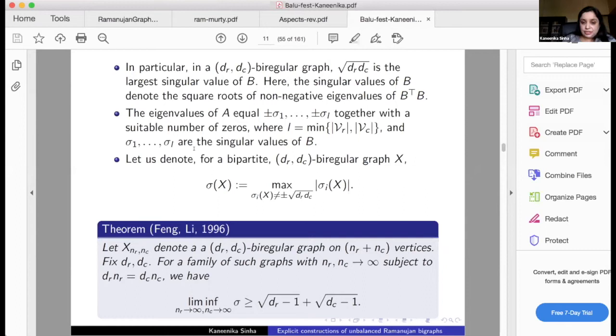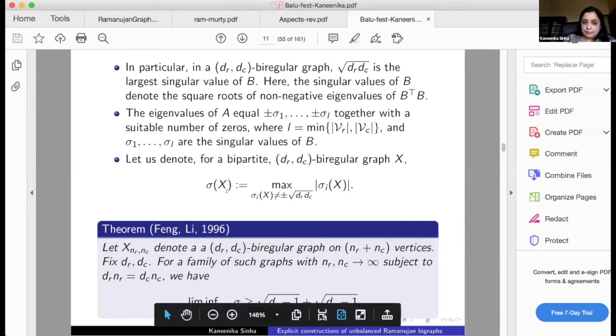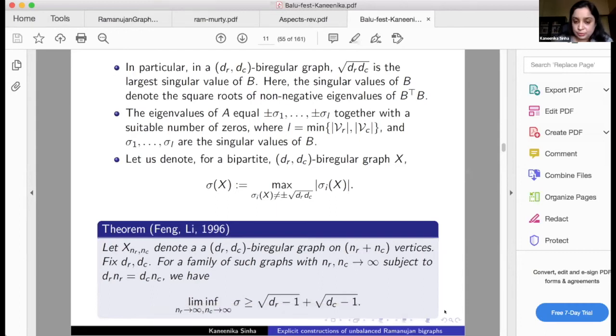So with this restriction, if your n sub r and n sub c tend to infinity, then the limit infimum of your sigma, which is the analog of lambda here, is at least square root of dr minus 1 plus square root of dc minus 1. And in case you have a balanced bigraph, then of course this is it. We end up getting the same bound as from the Alon-Boppana theorem.